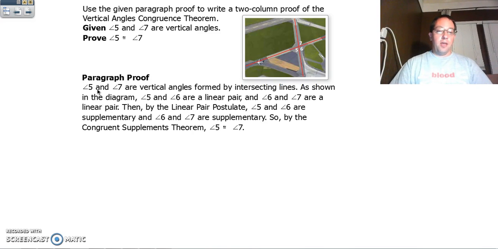But here it is. Angle 5 and angle 7 are vertical angles formed by intersecting lines, as we see in the diagram. Angle 5 and 6 are linear pairs. Angle 6 and 7 are linear pairs, which means these are supplementary. Angle 5 is supplementary to 6. Angle 7 is supplementary to 6, by the linear pair postulate. Alright. And by the congruent supplements theorem, since these are both supplementary to 6, they must be congruent to each other. Alright. And that's how that works. And this is a paragraph proof, which I really don't like.